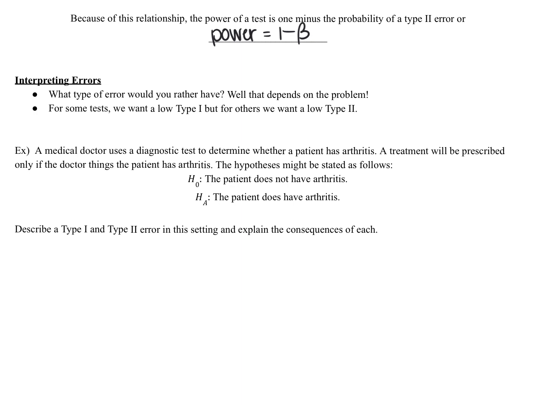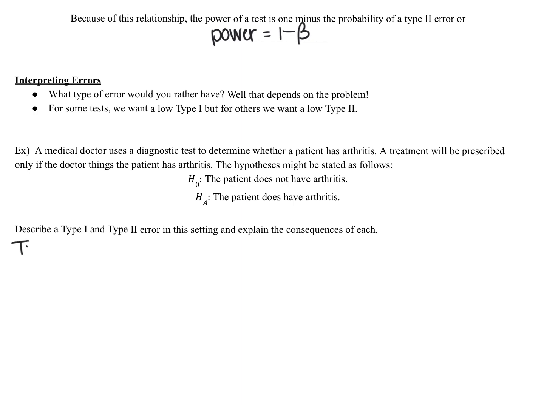A medical doctor uses a diagnostics test to determine whether a patient has arthritis, and a treatment will be prescribed only if the doctor thinks the patient has arthritis. The hypotheses might be stated as follows. The null hypothesis: the patient does not have arthritis. The alternative hypothesis: the patient does have arthritis. So if we're thinking in terms of what a type 1 and type 2 error are in this setting and explain the consequences of each, that is something that you're going to have to be able to do.